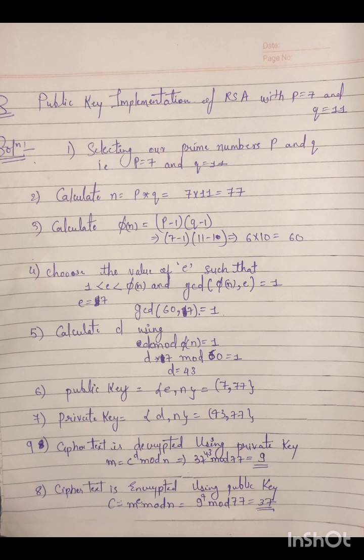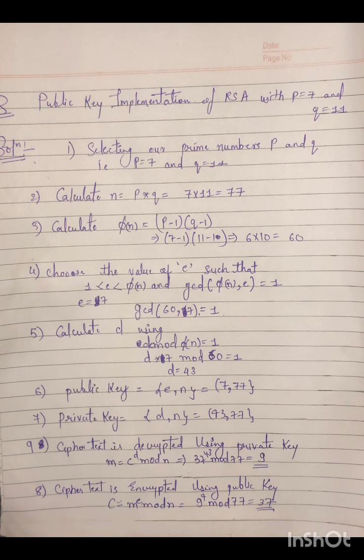Now choose the value of E such that E is greater than 1 and less than phi of n, and the greatest common divisor of phi of n and E must be 1. So in this case we are assuming 7, because the greatest common divisor between 60 and 7 gives 1, and 7 is between 1 and phi of n. Now the fifth step is calculating D using the modular inverse, that is D times E mod phi of n is equal to 1. So D into E, that is 7, mod 60 is equal to 1. So we will get D equal to 43.